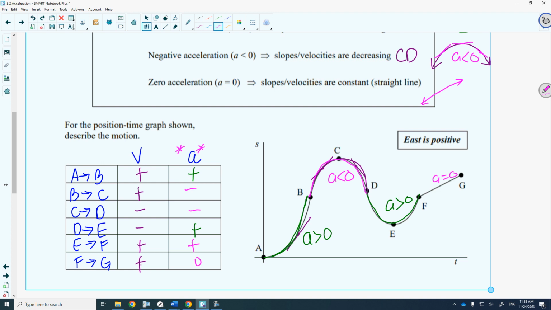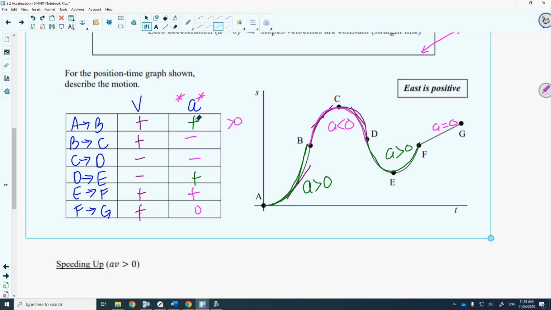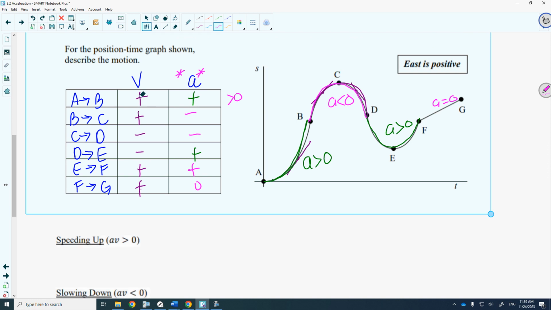Okay, now you have to be able to look at this and say, where's your object speeding up or slowing down? If you multiply v times a and it's greater than zero, it is speeding up. So my object's going to be speeding up on the interval A to B. Where else is it speeding up? C to D. Negative times negative will be greater than zero. And one more place, E to F. It's speeding up.